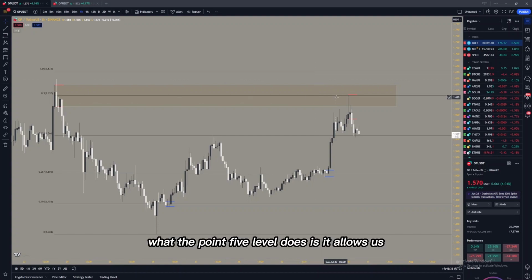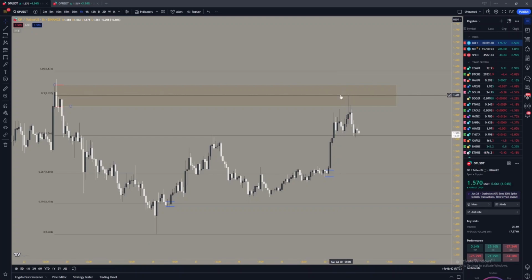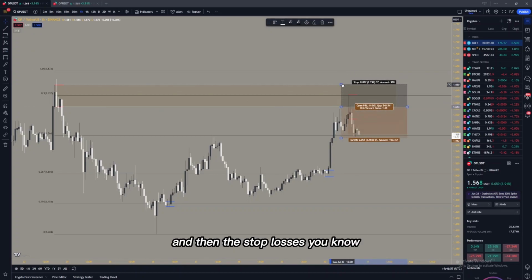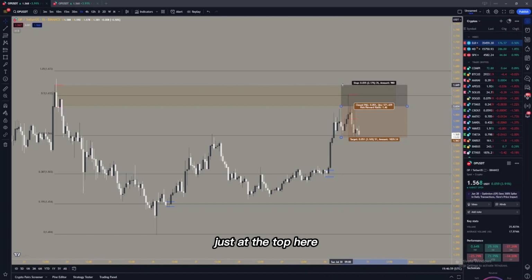What the 0.5 level does is it allows us to get 50% of the order block, rather than the start or the end of it, or not at all any of it. So what I usually see a lot of people doing is setting the entries on the order block, something like this, and then the stop losses just at the top here, and then the top take profit wherever, let's say at the swing low.